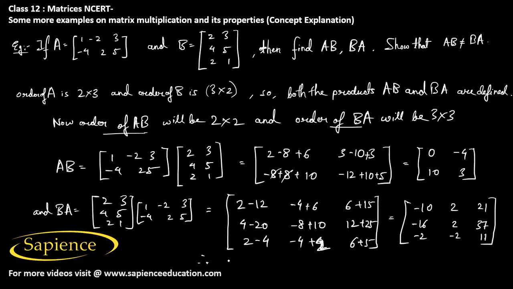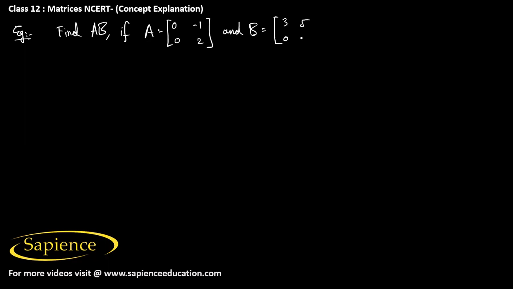So therefore we can see that AB is not equal to BA. BA is of the order 3 cross 3 and AB is of the order 2 cross 2. Then we can solve one more example. Suppose asked to find product AB if A equals to the matrix 0, minus 1, 0, 2, and the matrix B is 3, 5, 0, 0.